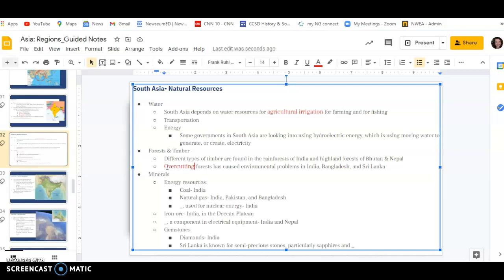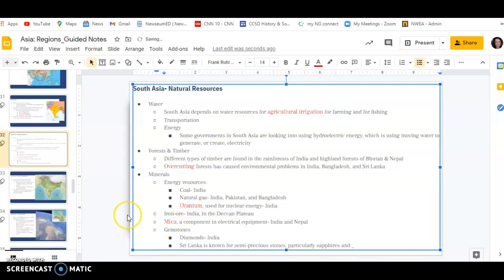There's also a variety of minerals including energy sources like coal in India, natural gas in India, Pakistan, and Bangladesh, and also uranium, which is used for nuclear energy and is found in India. Iron ore is another mineral. It's used to make steel, and a large amount of iron ore is found in the Deccan Plateau in India, and we'll be taking a look at these different physical features on the next slide.